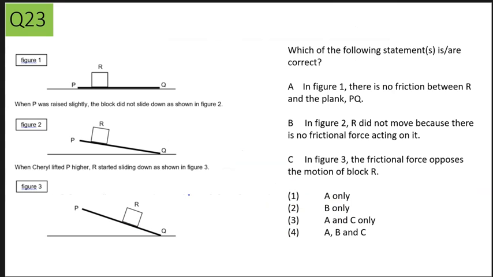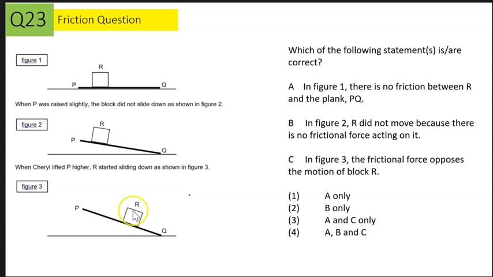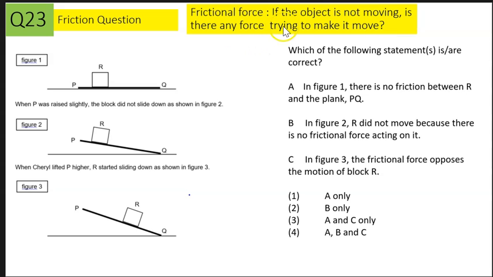Let's go on to the next question, question 23. This question is all about friction. There is one very important thing that you must remember about friction, and we love to test you on this all the time. There might be frictional force acting on the object even if the object is not moving. To determine if there's frictional force acting on the object when it's not moving, we have to ask ourselves this very important question. Is there any force trying to make the object move? If the answer is yes, there is frictional force.